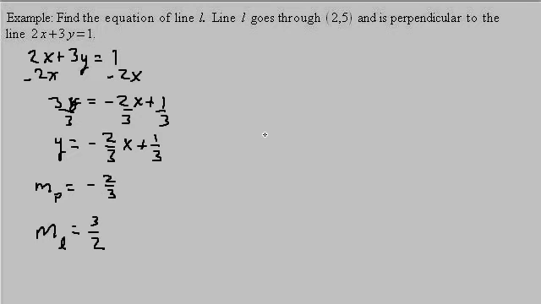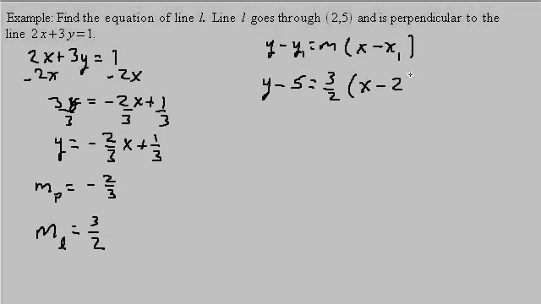Now I can find the equation of the line using the point-slope form. I have another video on point-slope form. You can watch that if you're not familiar with the point-slope form of a line. So the point-slope form is y - y1 = m(x - x1). And here's m, the slope of the line, and here's x1, and here's y1. The 5 is y1.